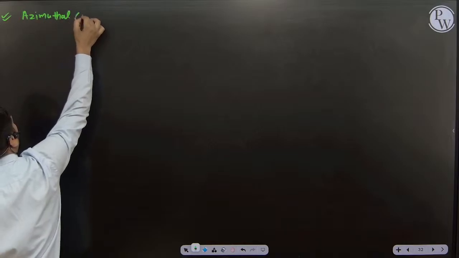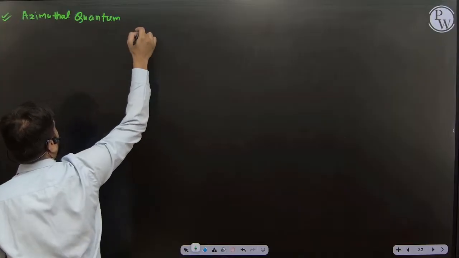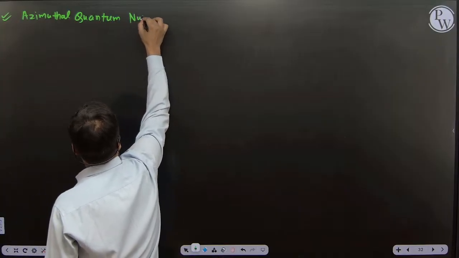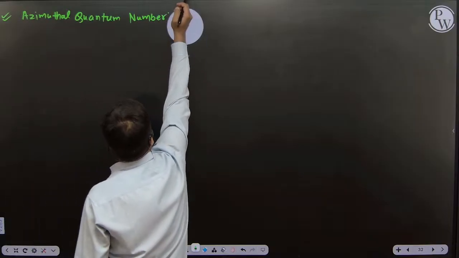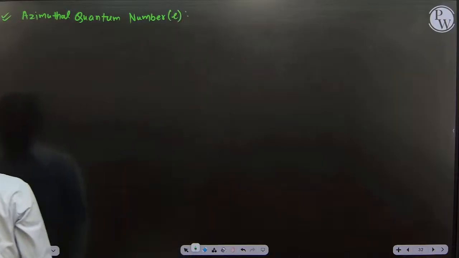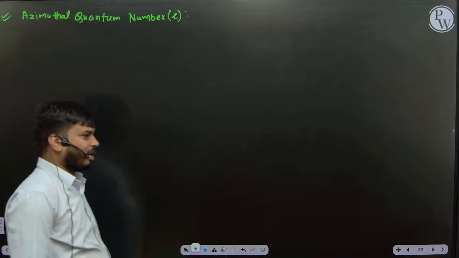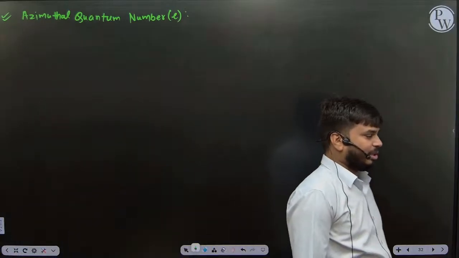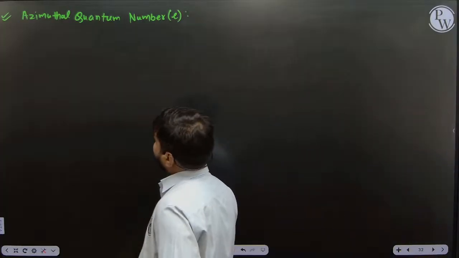Azimuthal quantum number, which is represented by small l. Okay? So, azimuthal quantum number. Okay? So let's talk about this.